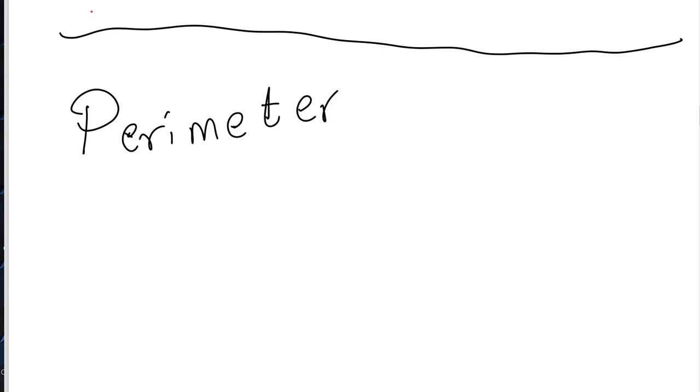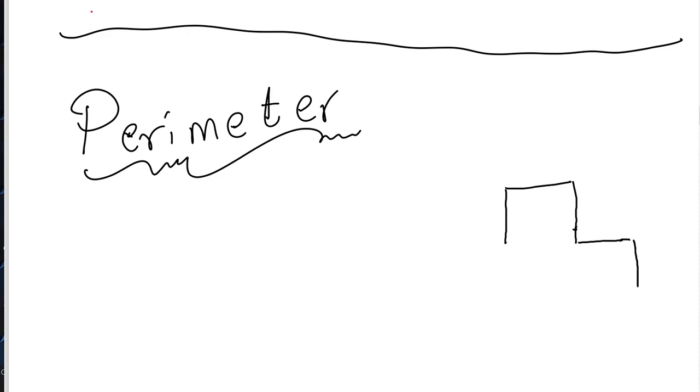What do we mean by perimeter? Let's say we have a shape. Let's draw a shape here, and let's make it more complicated. So this is a shape, any shape, and we need to find its perimeter. What is its perimeter? We go around the shape.